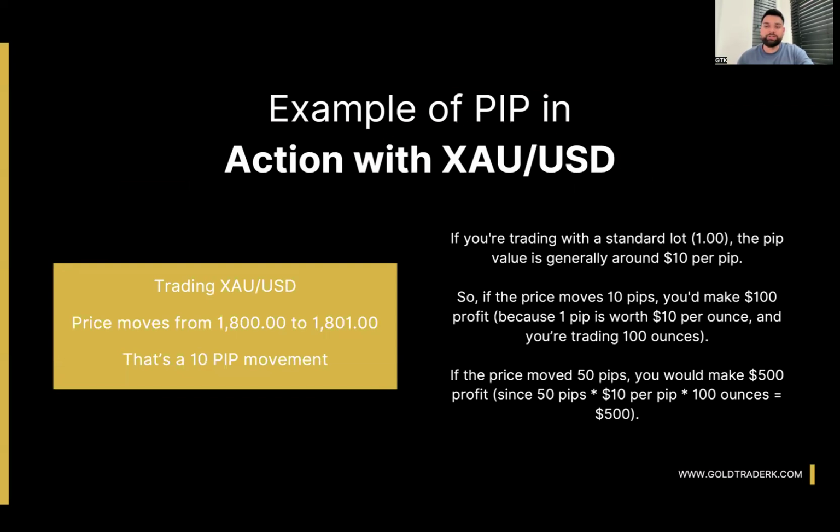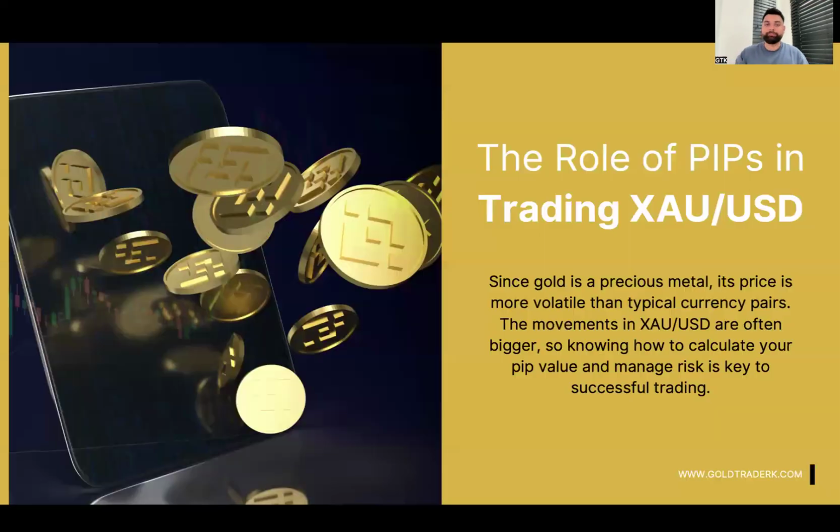If you're trading with a standard lot size of 1.00, the pip value is generally around $10 per pip. So you're investing $10 in each direction when the pip goes in your favor or against you. So if the price moves 10 pips, you'd make $100 profit. And if it goes in your favor, that's $100 profit for yourself. If the price moves 50 pips, you'd make $500. That's how you can calculate the profit return on your pip calculation.